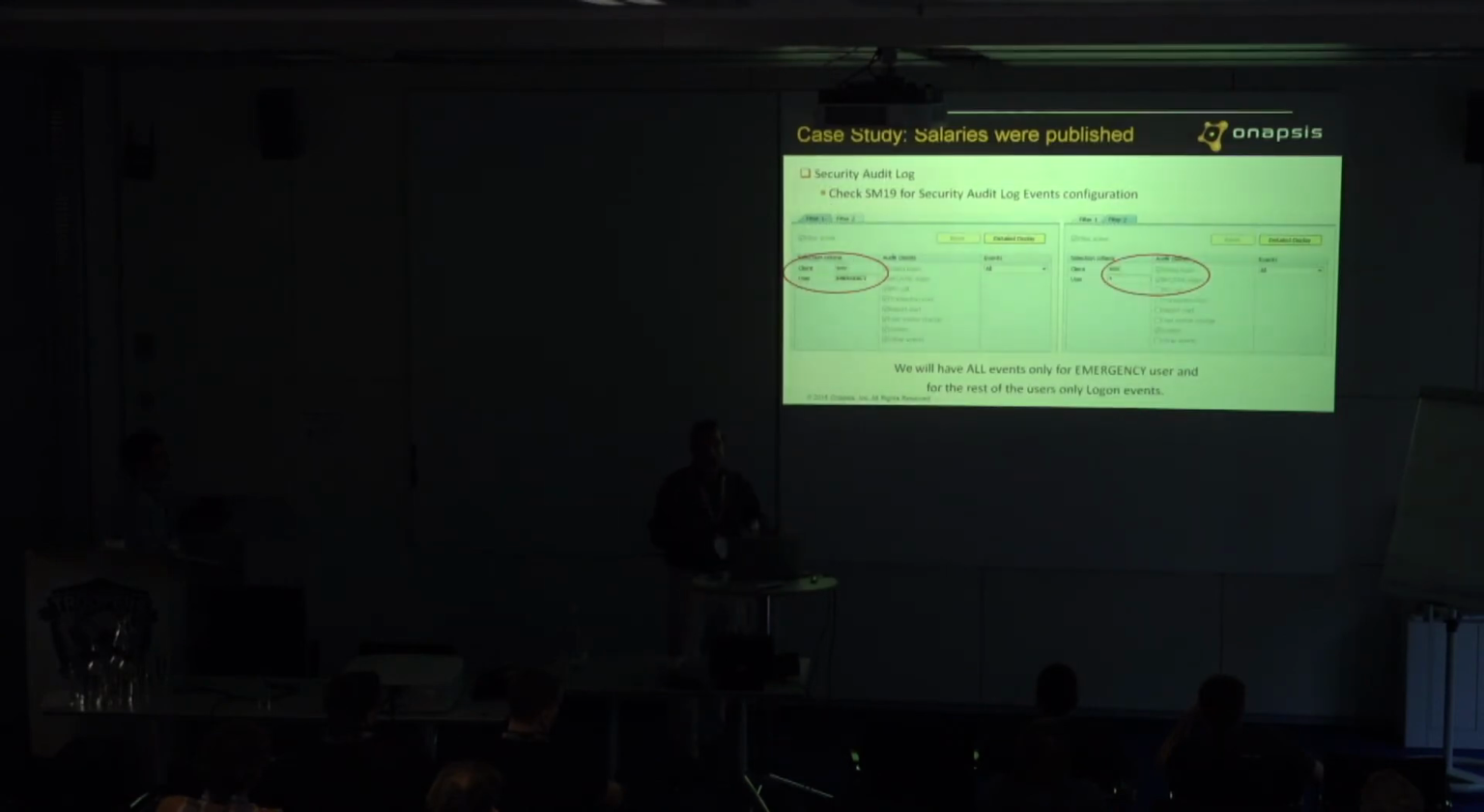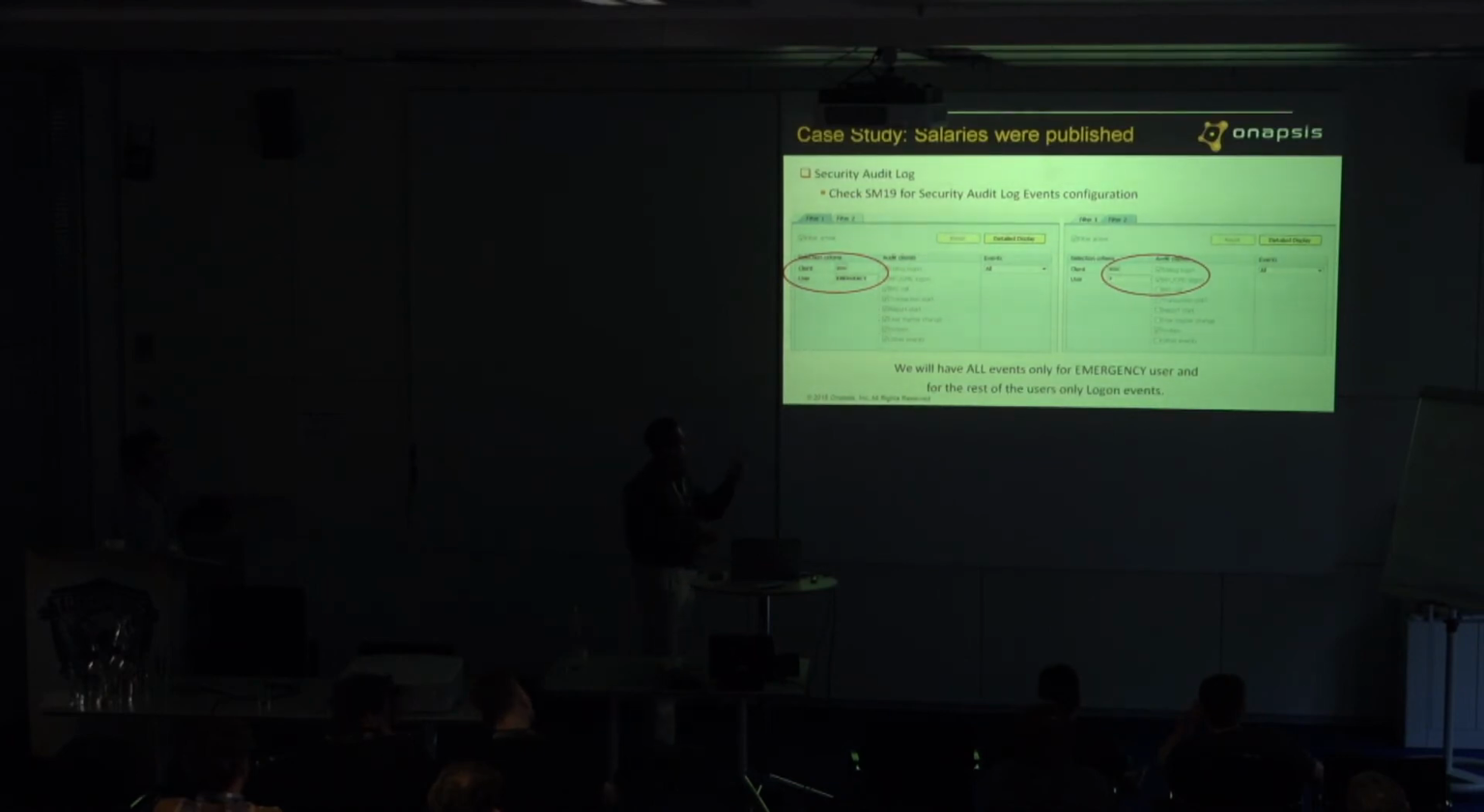So the first thing to do, as the person who is trying to resolve this case, is to go to transaction SM19 and try to identify which are the events that are enabled for the security log. We need to know if analyzing this tool will be useful or not. In a company with a good process, this should be documented, and this information should be provided to the consultant before starting this process. But supposing that this is unknown information, we need to get into this transaction and detect which are the events.